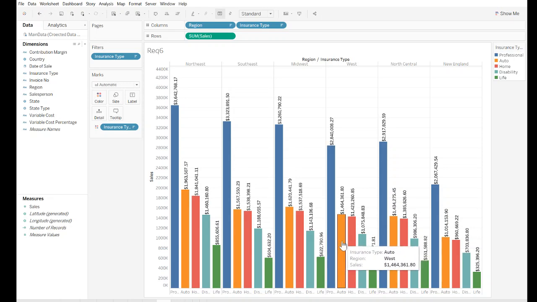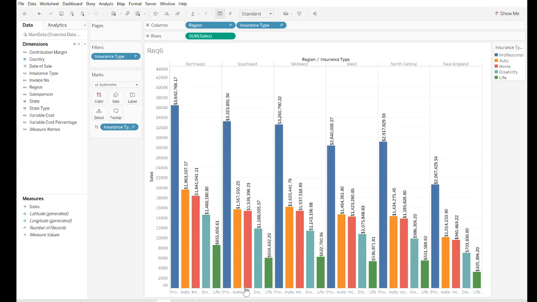The auto and home is just about neck and neck, almost the same in every region. This shows that a lot of people are kind of bundling together their home and auto. They're kind of saying, well, I already have one, may as well get the other. It's kind of like a package deal, if you understand what I'm saying.